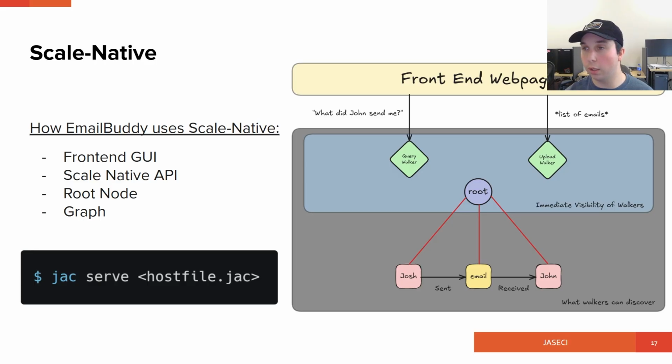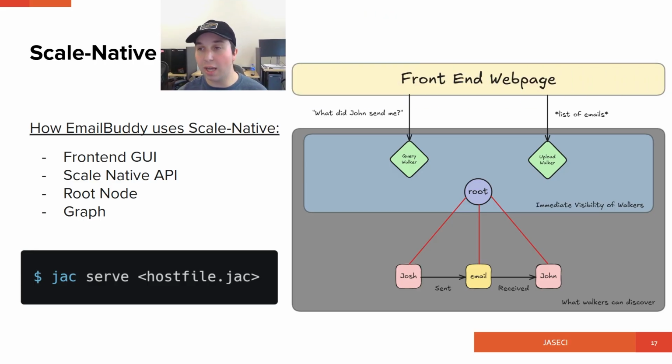I'm going to move my camera. First of all, here's a high-level overview of what the actual program looks like. We use Scale Native. We have a front-end GUI, so we have a front-end web page. We have our API, which is our two walkers: a query walker and an upload walker. The query walker can ask any questions, like what did John send me recently? Or with the upload walker, I'm uploading a list of new emails I want added to our knowledge graph. We have our root node, which is down here. Again, this is the only pointer to the graph that the walkers can always be guaranteed to find. So it can start out at the root, and then we have the graph below it, which is what the walkers can discover after exploring the root node.